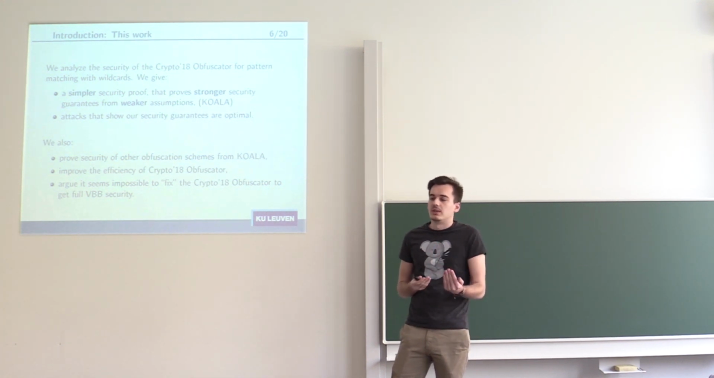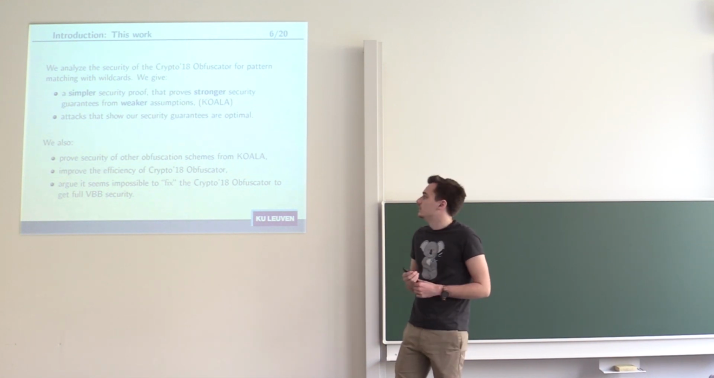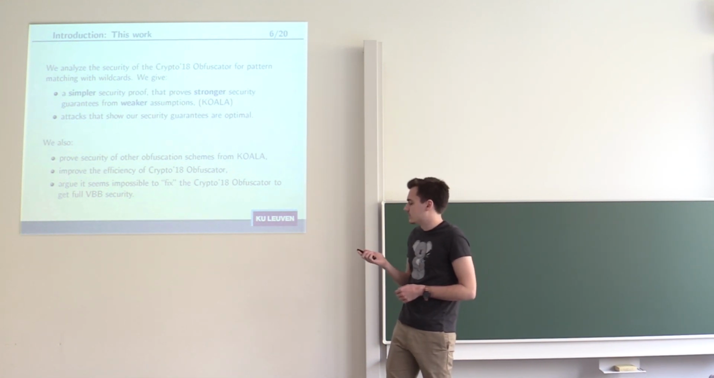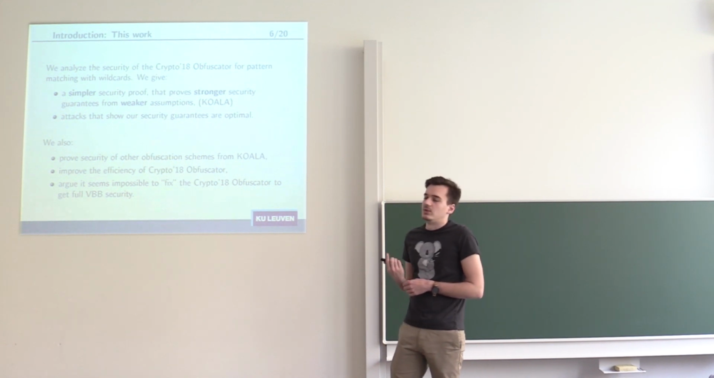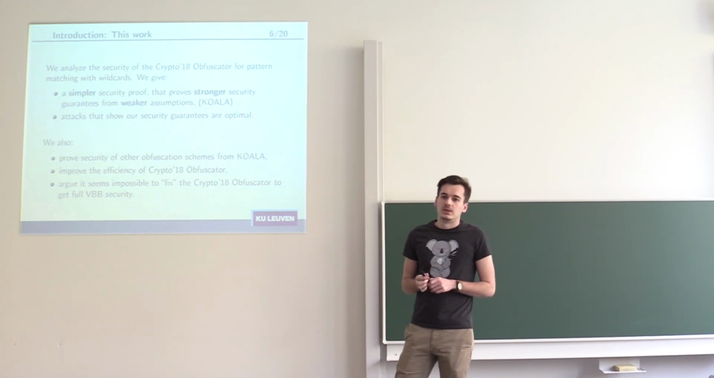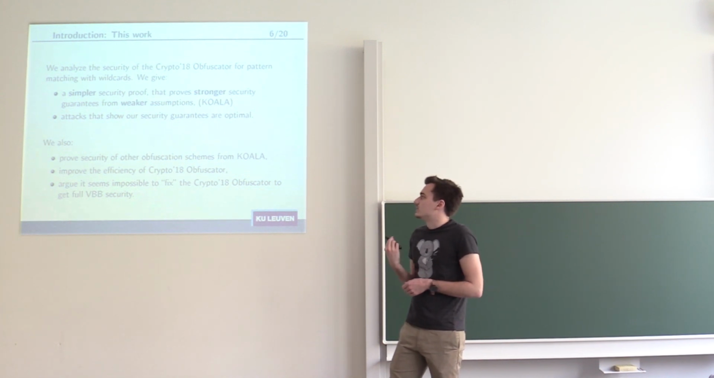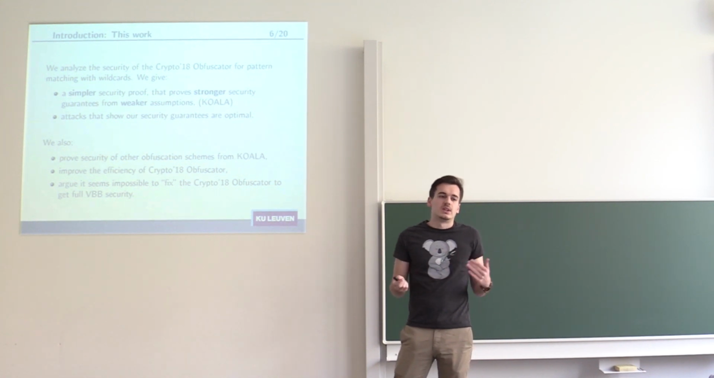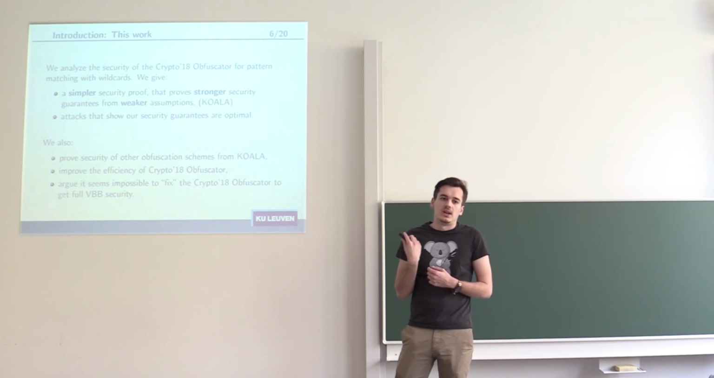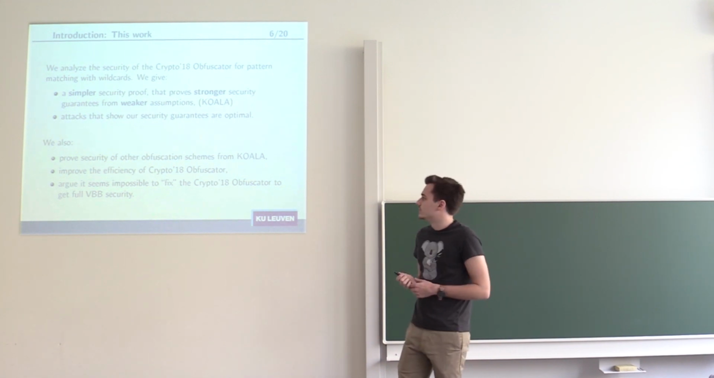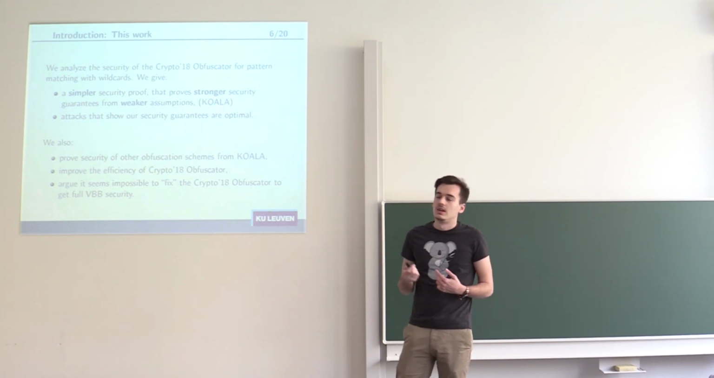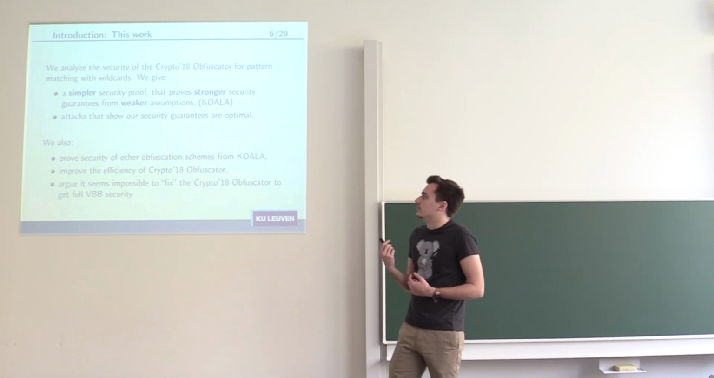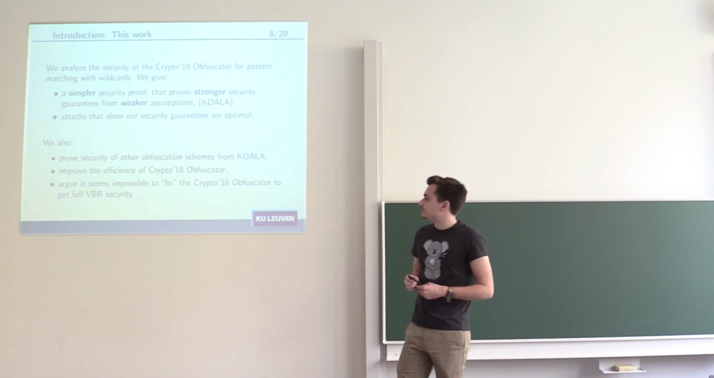We cannot prove anything better because there's an attack. And we also have some other results. We proved the security of some other obfuscation schemes from our new assumption. And we do that because it's really much, much simpler. So I would say if you ever are in a situation that you have to prove something in the generic group model, you should check if you can use Koala instead, which is our new assumption, because it gives really easier security proofs. And it's stronger, because Koala is weaker than the generic group model.